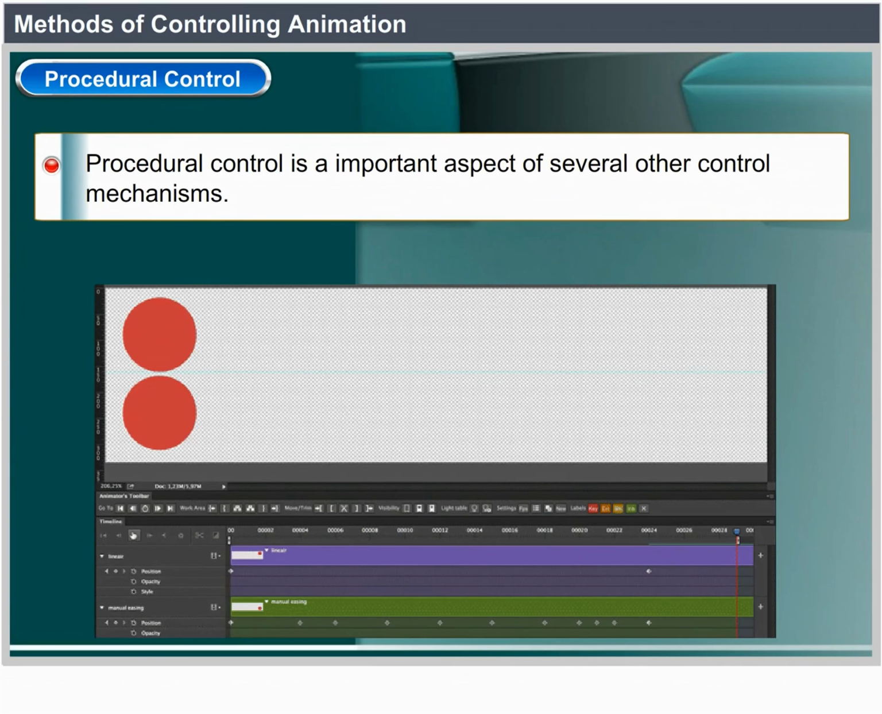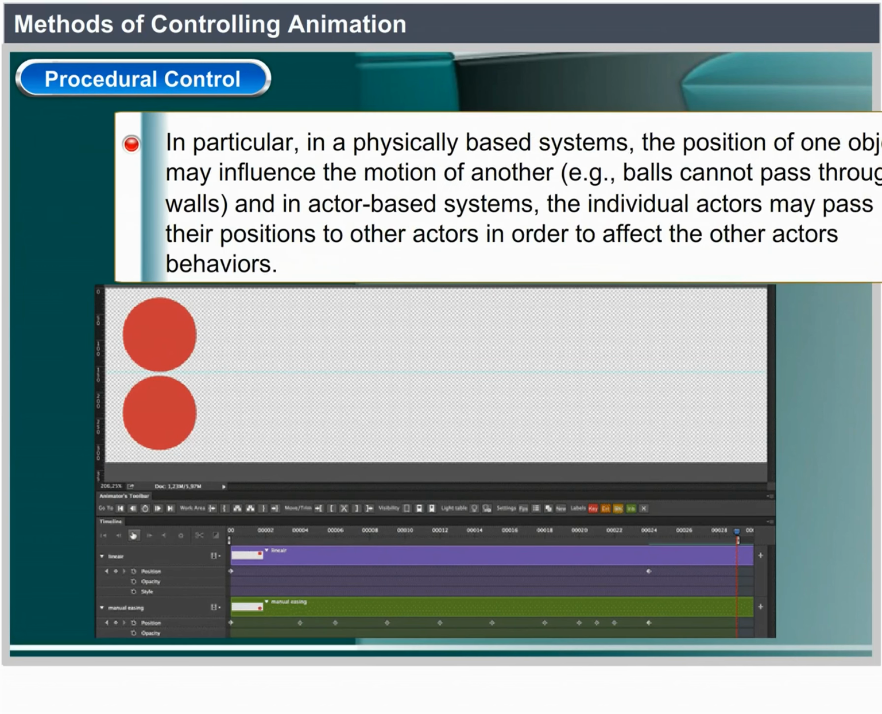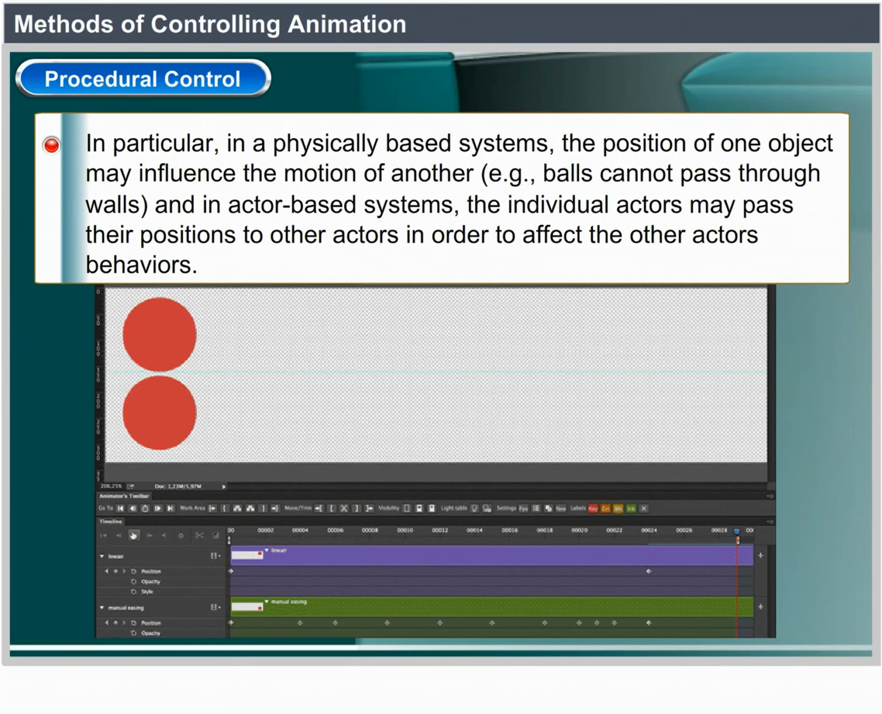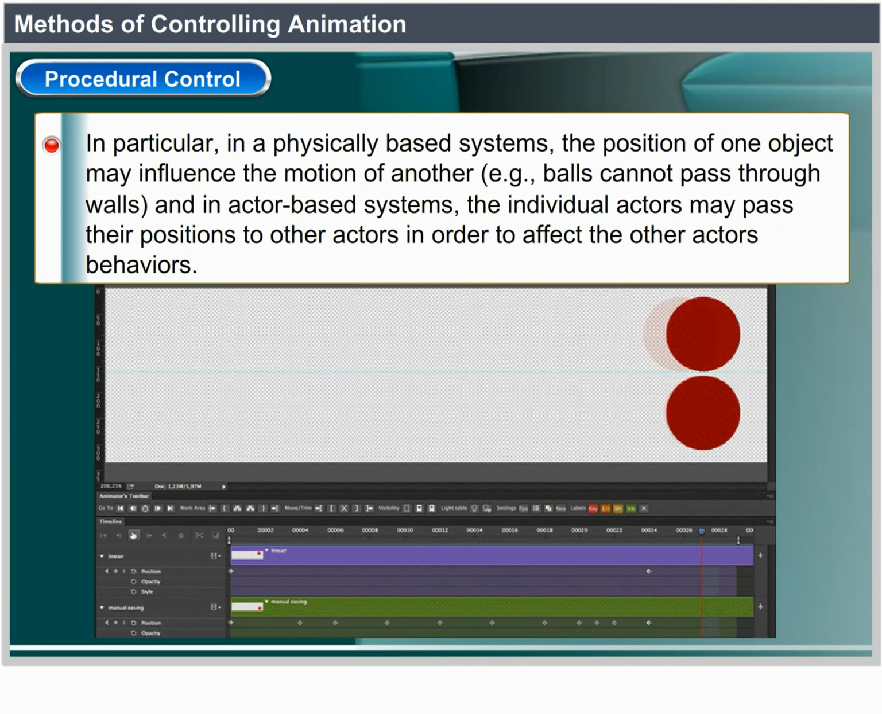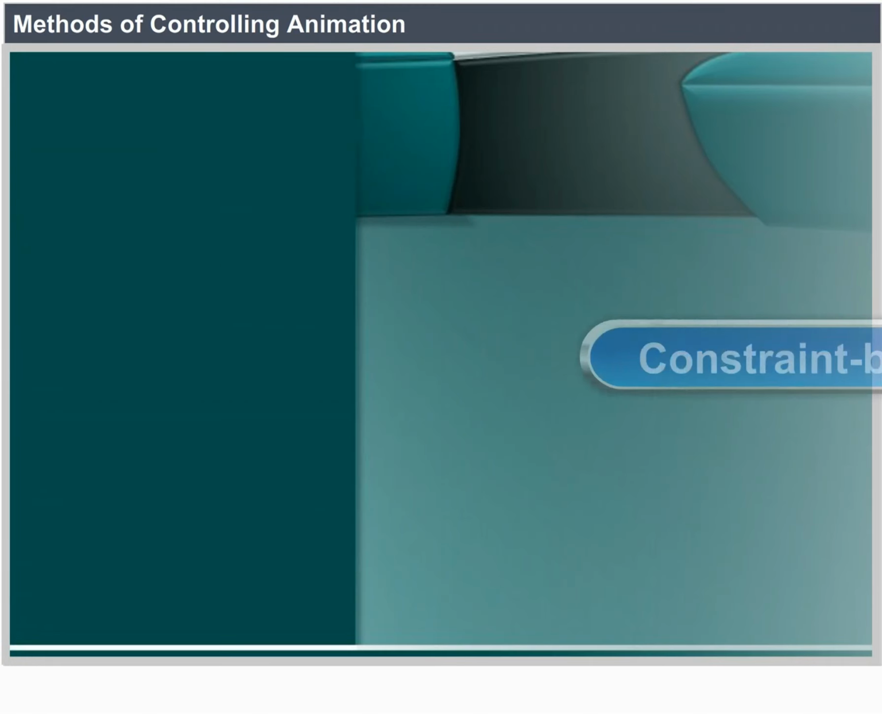Procedural control is a significant aspect of several other control mechanisms. In particular, in physically based systems, the position of one object may influence the motion of another. For example, balls cannot pass through walls. In actor-based systems, the individual actors may pass their positions to other actors in order to affect the other actors' behaviors. Constraint-based systems.